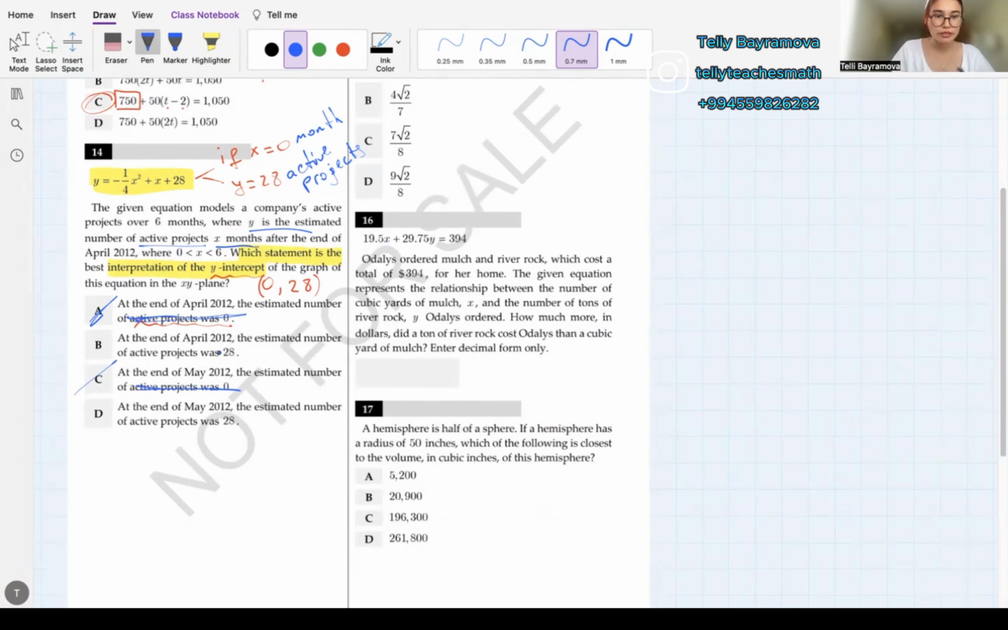Now, at the end of April 2012, the active projects is 28, sorry. So at the end of May, we started after April. That's why when t equals 0, we are in April, okay, that's why it's the end of April, it is B. T equals 0 means that we are talking about April.